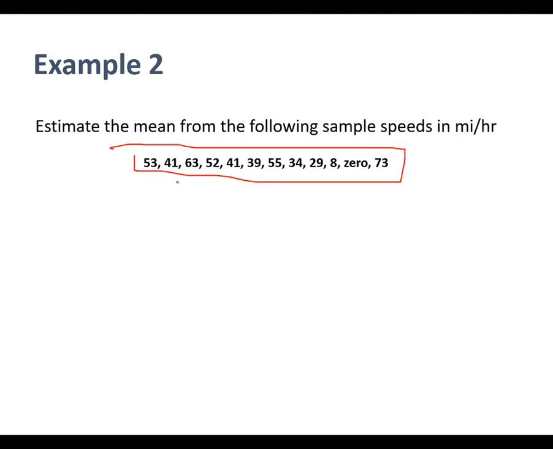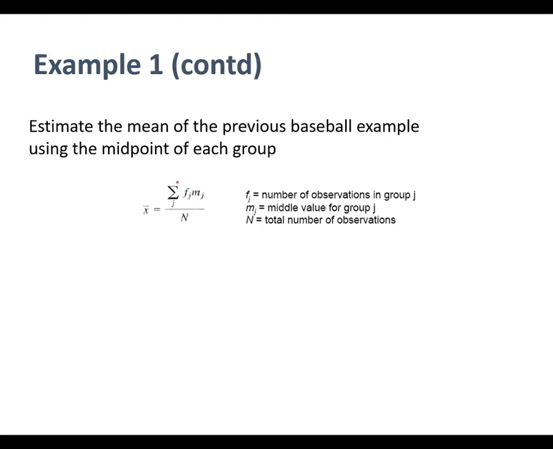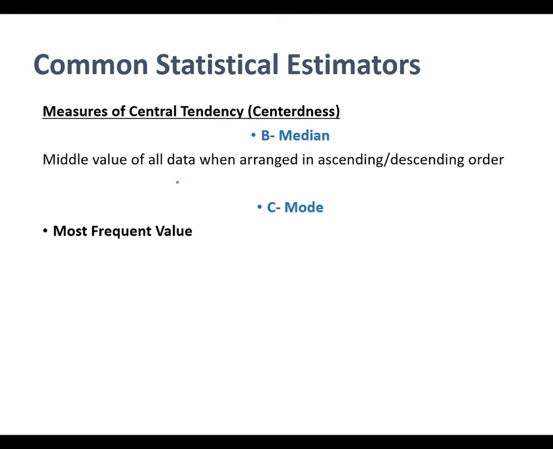We have here 1, 2, 3, 4, 5, 6, 7, 8. So we have here less than 10 values, and you calculate the mean by just adding them up. So we did this for the previous example here, and I'm going to do another example in class once I meet with you guys. The second measure of central tendency is the median and the mode.